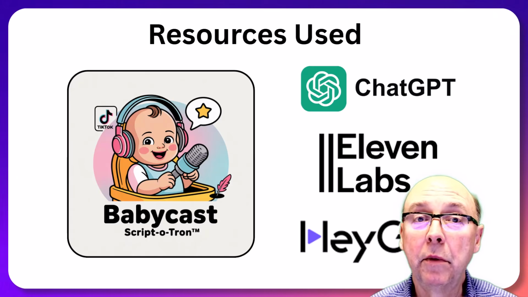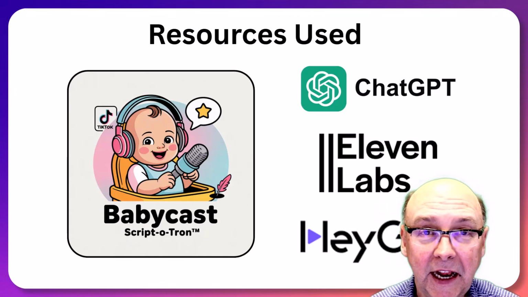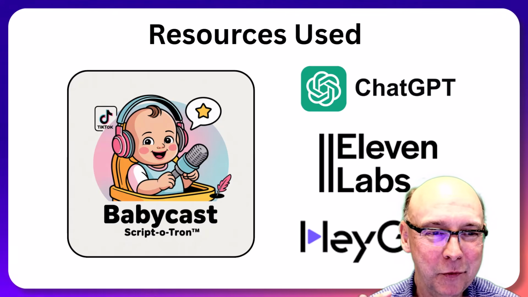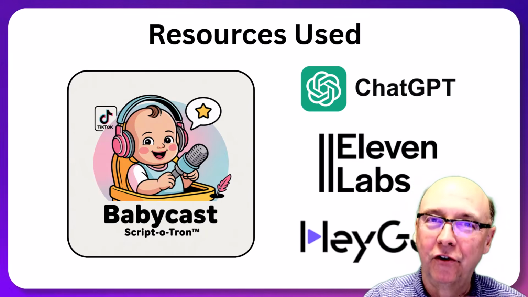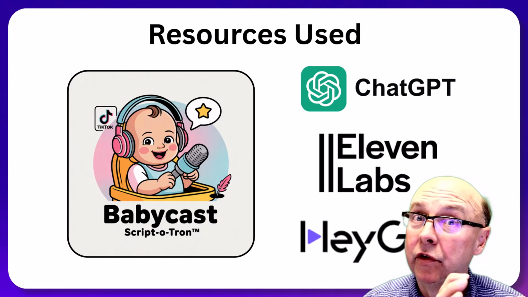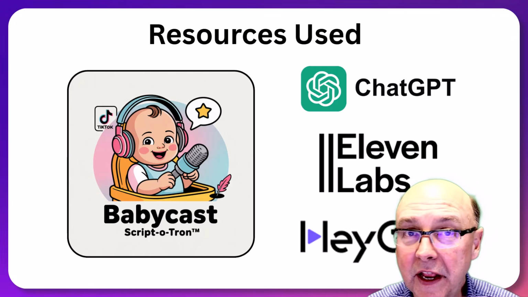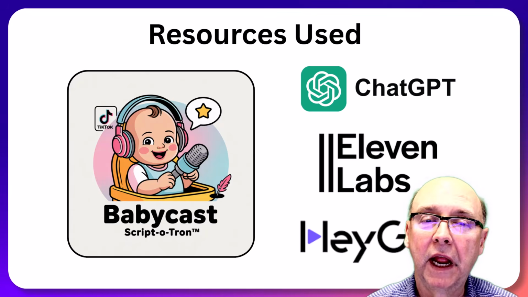So here's what we're going to be using. There is a GPT script, which I made, and it's free to use. It's called BabyCast Script-O-Tron. I had fun with the little logo there. But it will babyify your script for you. And it puts it into 60-second clips that you can use with HeyGen or any of the other video makers out there. And so we're going to be using HeyGen to create the video.